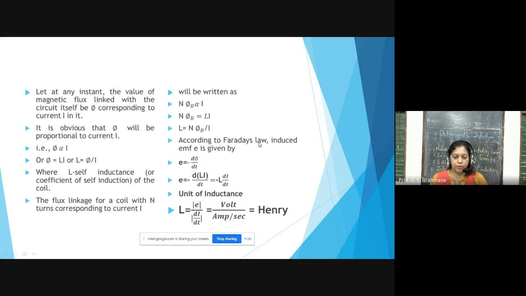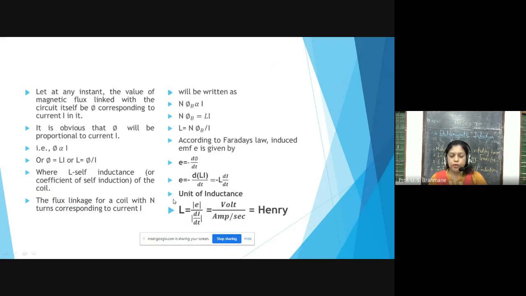According to Faraday's law, the induced EMF is given by what? E is equal to minus d phi by dt. Now for phi, what will we write? Phi is equal to LI from here, in Faraday's law. So E is equal to minus d(LI) upon dt, that is equal to minus L dI upon dt. This gives the unit of inductance. L is equal to E upon dI upon dt, so what is the unit of L?